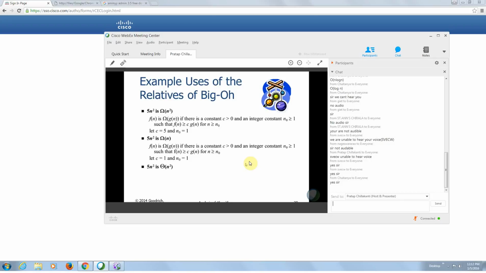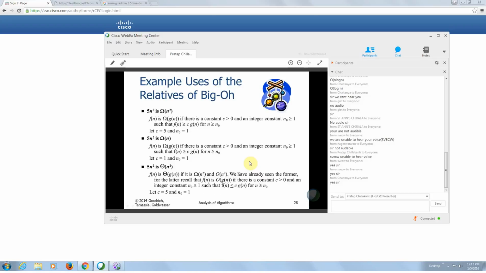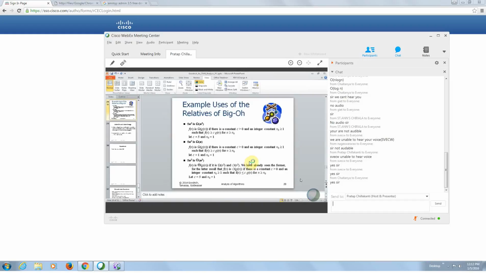Got it? And then the third bullet, same thing, where for the same function, we're able to show for different values of c and n0 that both notations are applicable there, meaning they both are equal. Got it? Questions, comments? Okay, let me go to the next slide.